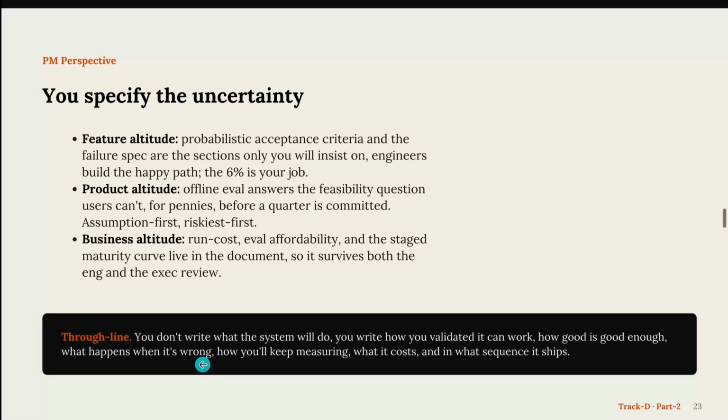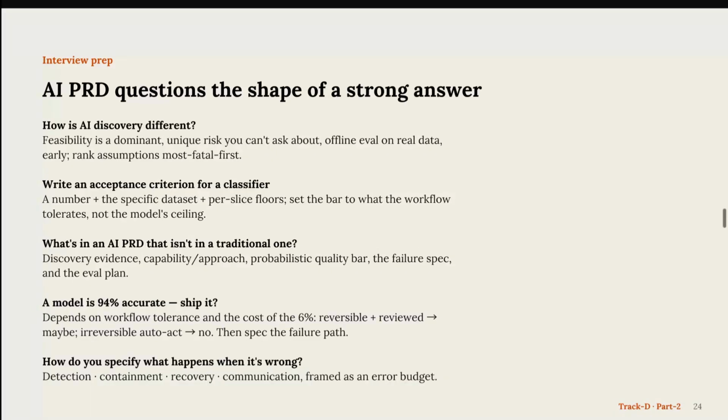Yeah, we need to write an acceptance criterion for a classifier. We understood three things: a threshold or a number, the specific data set, and not just the whole feature, but if there are sub-features within it, we need to slice them and set bars for each of them. And that's where this formula comes in: a number, a threshold, the specific data set on which we are classifying, and a personalized score. We need to set the bar so that the workflow tolerates it, and we don't design it for the model ceiling. This is for the whole workflow.